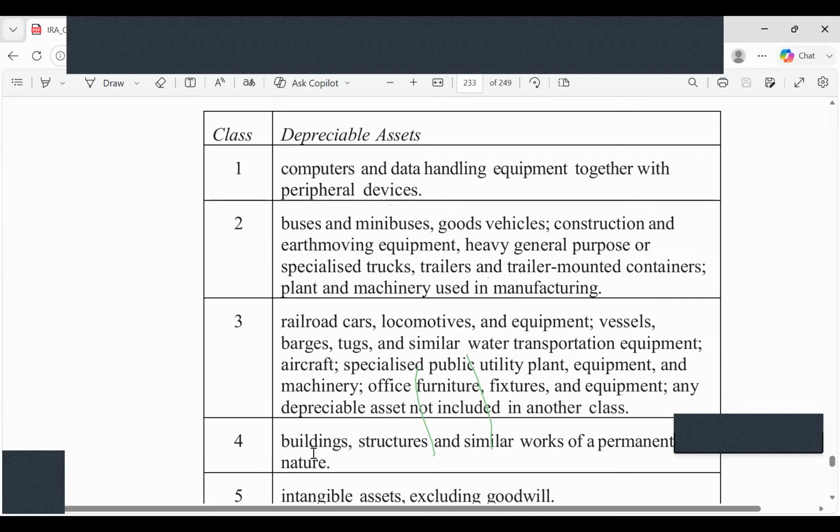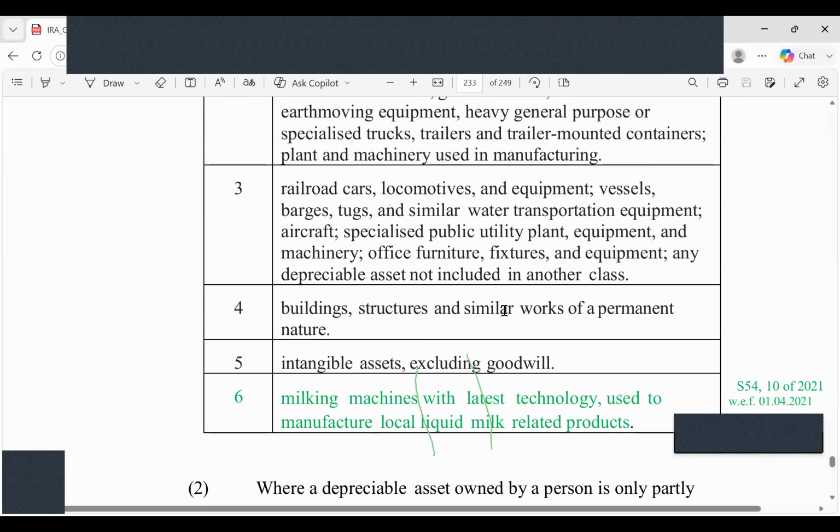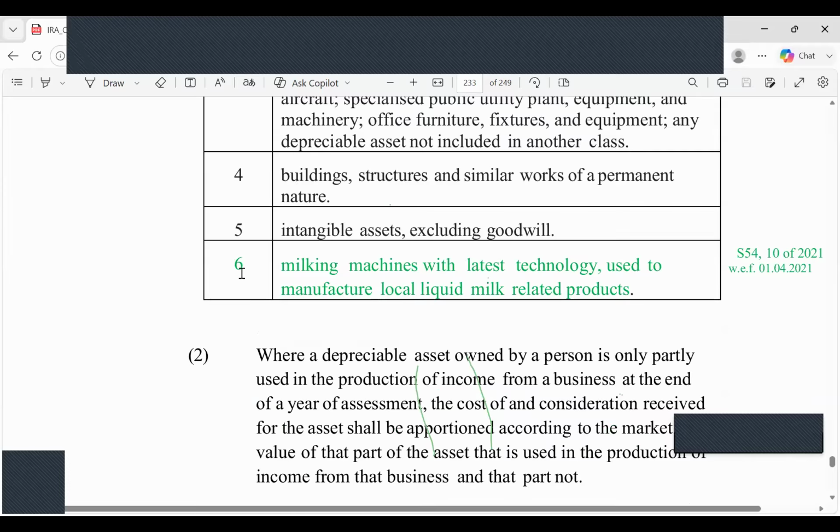So class 1 is for computer data handling equipment together with peripheral devices. Then class 2 was buses, minibuses, like that. Then class 3 also railroad cars, locomotives. All other plant and machinery are also included in class 3. Then 4 is for building structures. 5 is for intangible assets excluding goodwill. So if it is an intangible asset, then also there is a depreciation amount. So for capital allowances, it is equal to depreciation. Then the sixth class is for milking machines. It is an amendment included in the 2021 amendment.